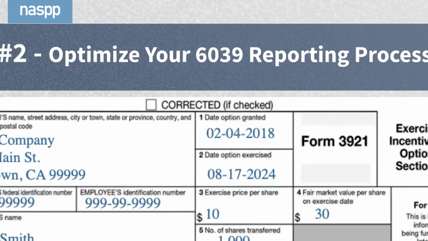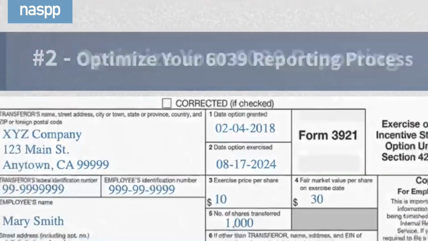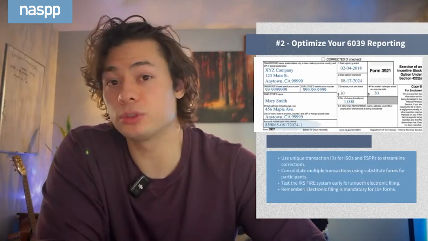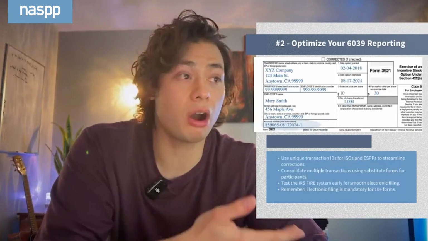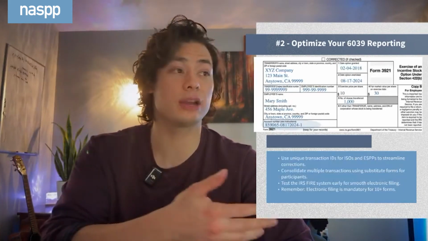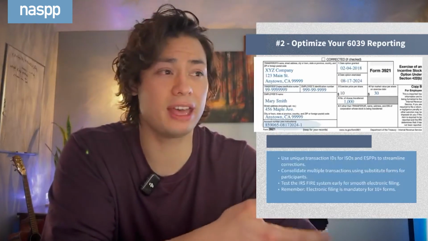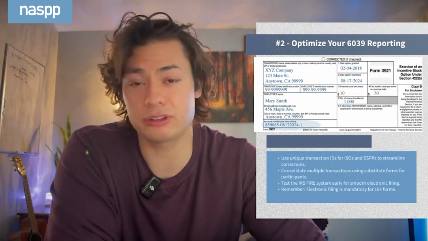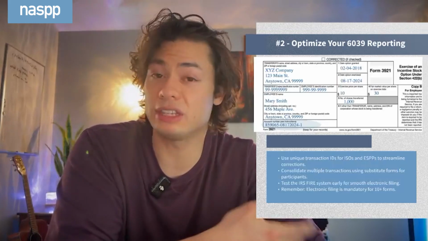Now, for tip number 2, optimize your Section 6039 reporting process. For incentive stock options and employee stock purchase plans, very on the nose, but we always want to make sure that forms 3921 and 3922 are filled out correctly, which is why we want to make sure that you're utilizing unique transaction identifiers to make sure that if errors do occur, and again, we are all human, errors are going to happen naturally, that you're able to make those corrections in a timely manner to meet those IRS mandated deadlines.